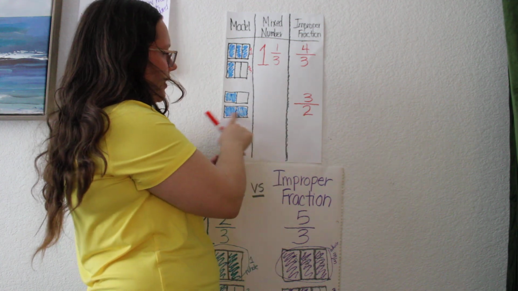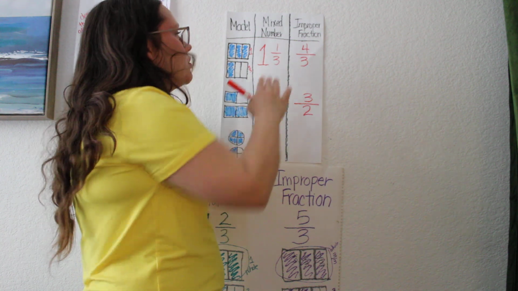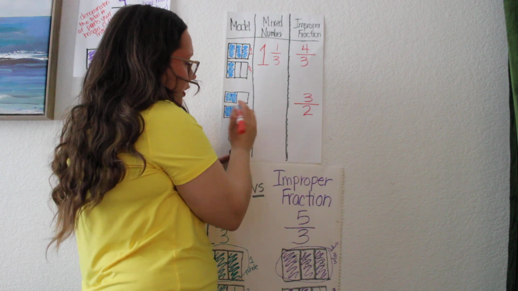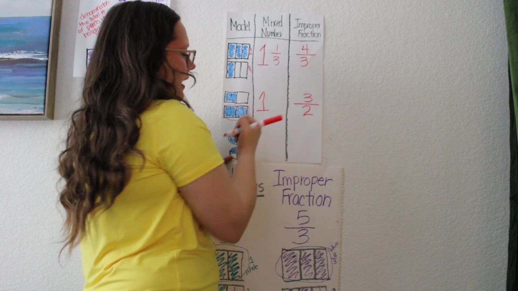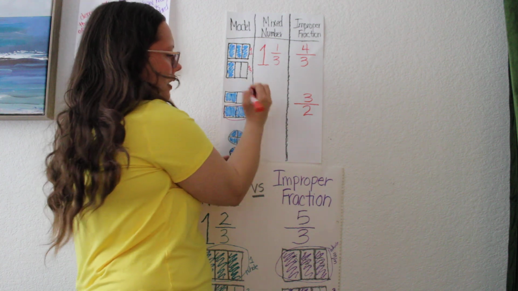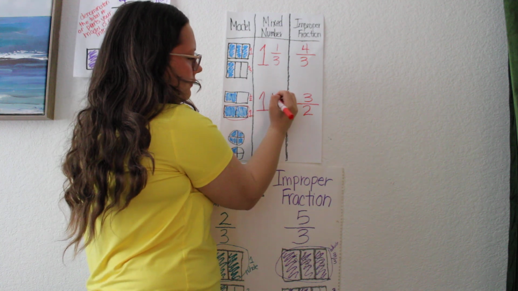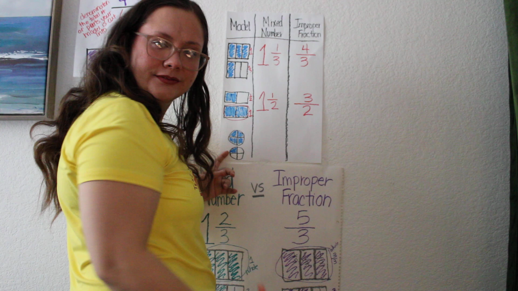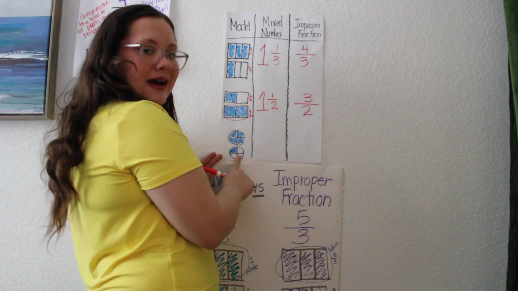Don't get tripped up because they decided to put the whole on the bottom. You know how they do. So for the mixed numbers, I'm going to focus on how many wholes I have. Right here, I've got 1 whole. And this right here represents 1/2. 1 whole and 1/2. 1 and 1/2. 1.5.